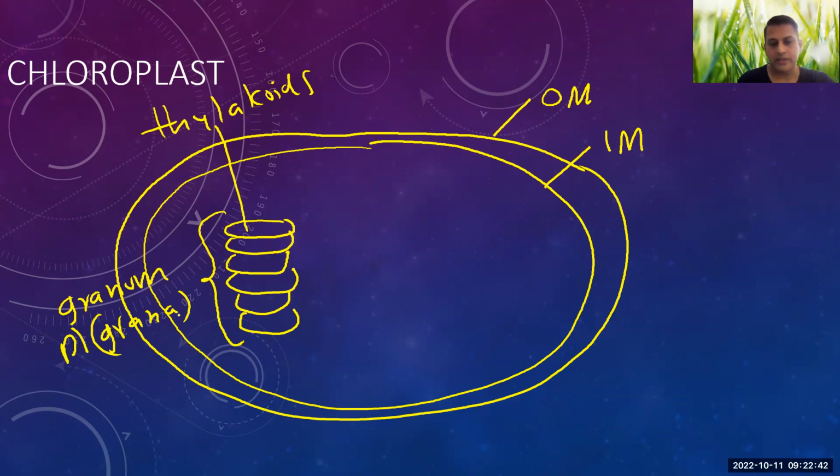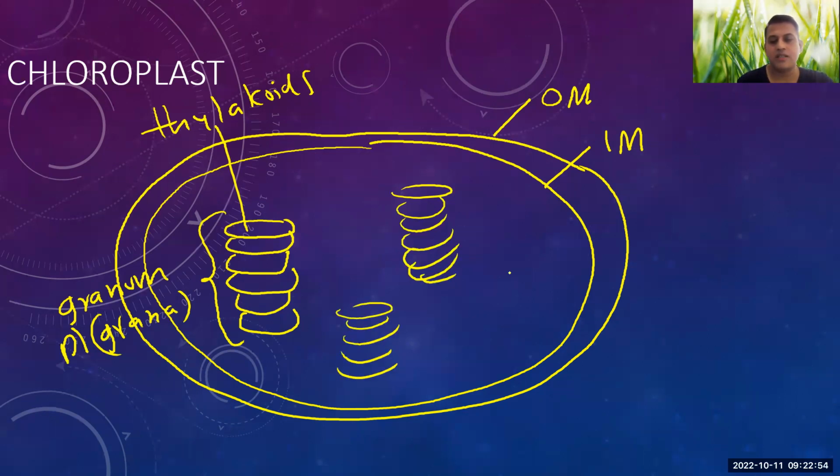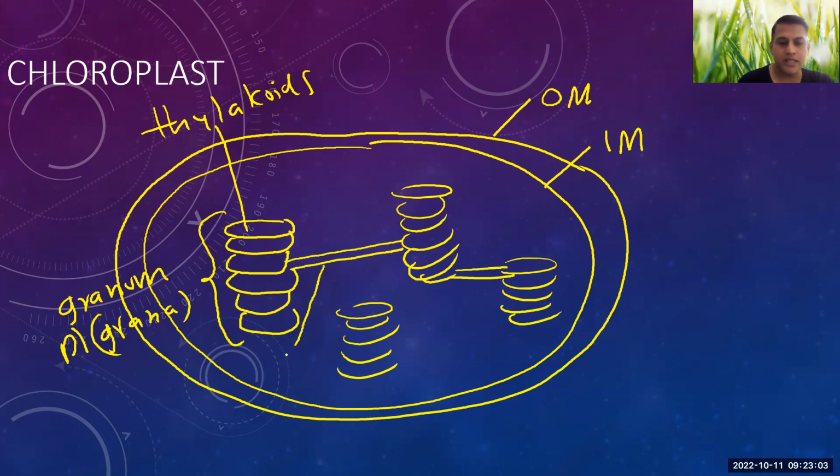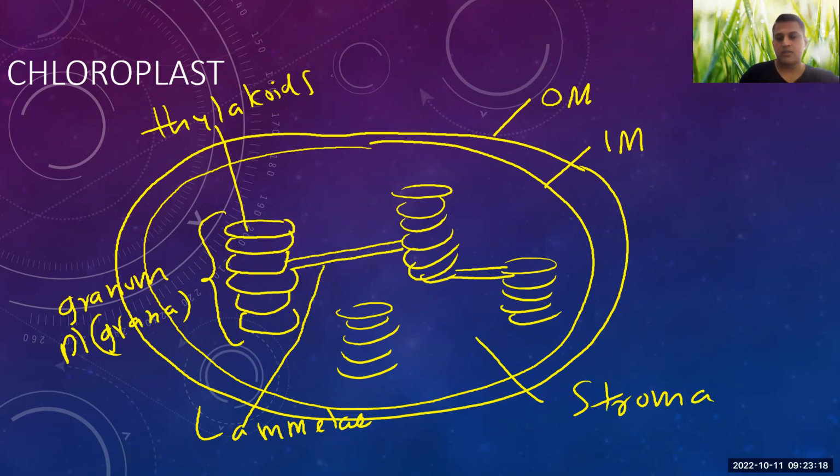Grana is a stack of thylakoids. It's a column of thylakoids. And here is another one like this. So we can find this kind of thylakoid stack in many places. And these thylakoids are linked with other thylakoids. This link is called lamella. The link of the thylakoids is called lamella. And the inside is called stroma, which is a fluid-filled space with some enzymes.